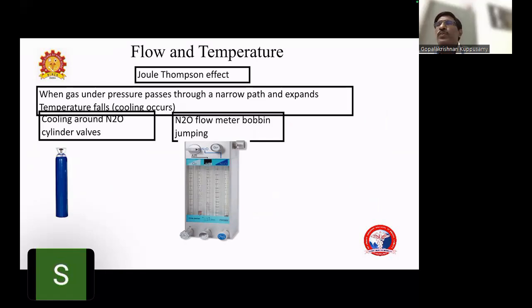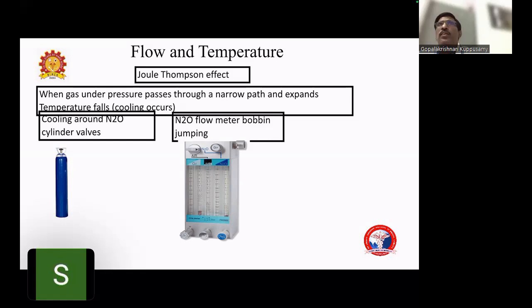Next, coming to flow and temperature, the Joule-Thomson effect. When gas under pressure expands suddenly, the temperature falls. That is, cooling occurs. This explains the cooling around the nitrous oxide cylinder, where we get expansion of the gas. The temperature falls, so it gets cooled.